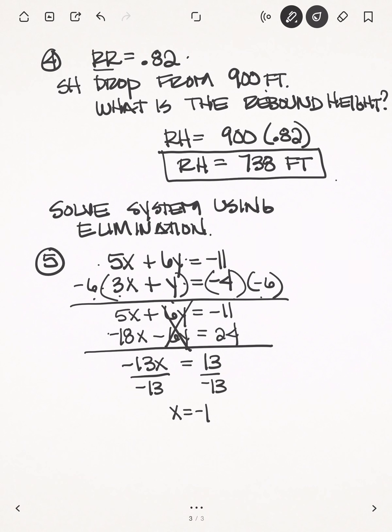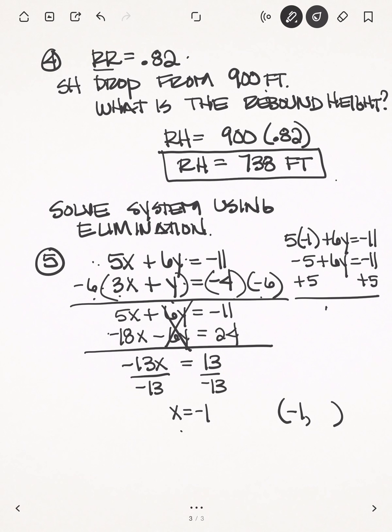Now, we're not done because remember, we're solving a system. We are looking for the point of intersection. So we found our x, we still have to find our y. So let's take what x equals and substitute it into one of these equations. I'll use the top equation. So I have 5 times x, which is negative 1, plus 6y is equal to negative 11. If I solve this, I have negative 5 plus 6y equals negative 11. And when I add 5 to both sides, I get 6y is equal to negative 6. When I divide by 6 on both sides, I get y equals negative 1.